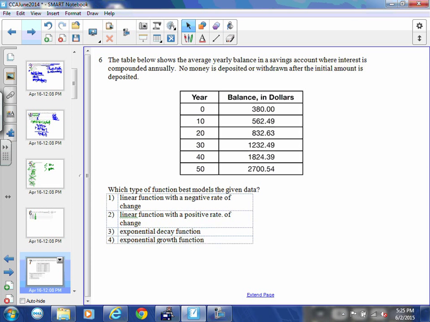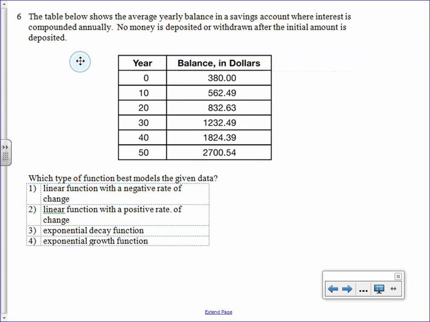It asks which type of function best models the given data. The best way to do this is to look at the table. Is there a constant amount being added? Well, here, it looks like approximately 180 is being added. Here, it's approximately 900 that's being added. Is it a constant amount? No. It's not a constant amount.